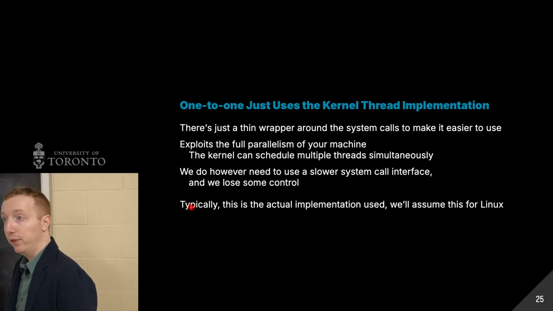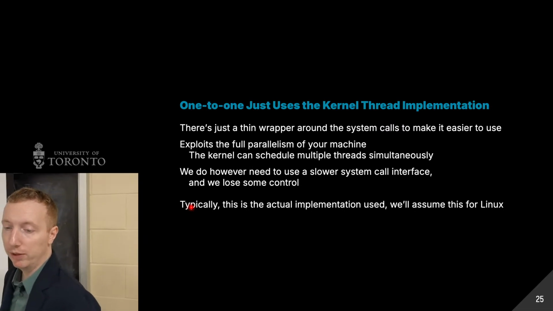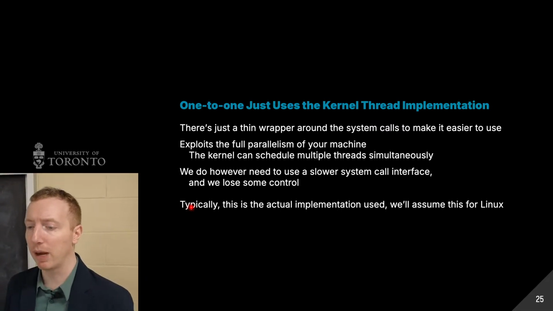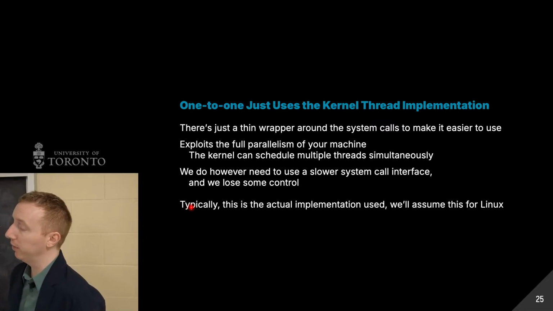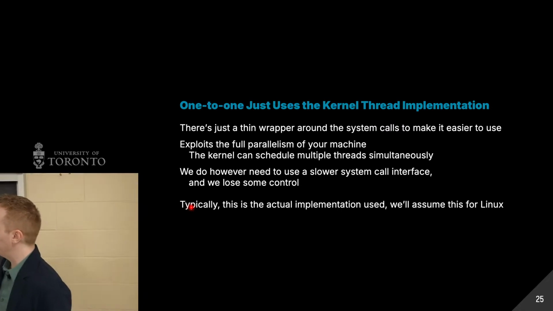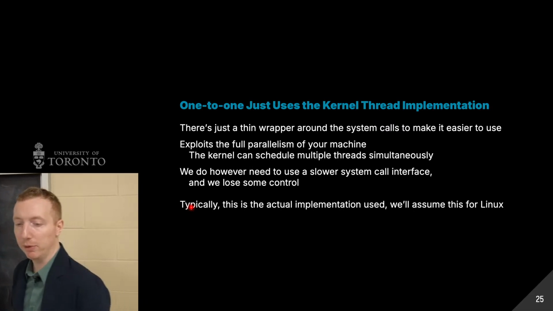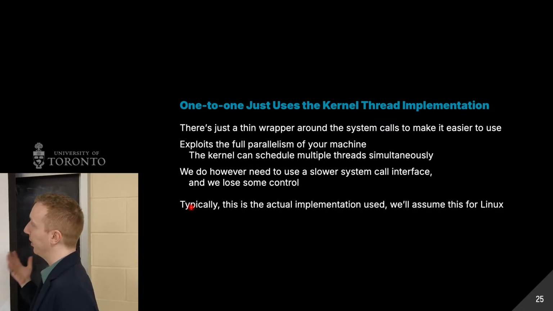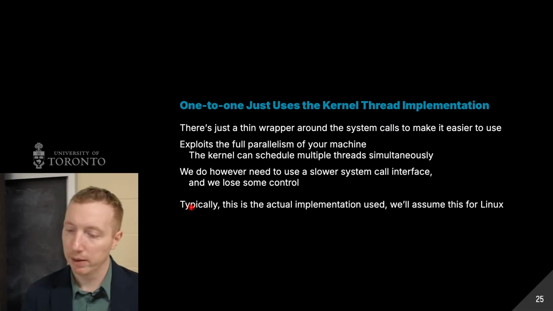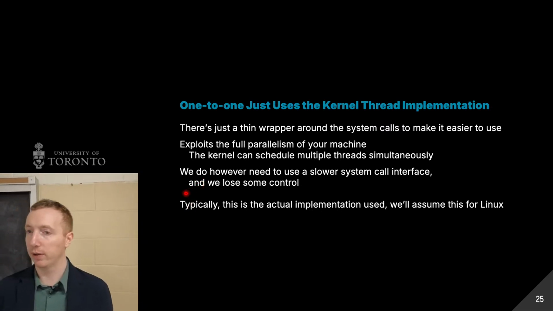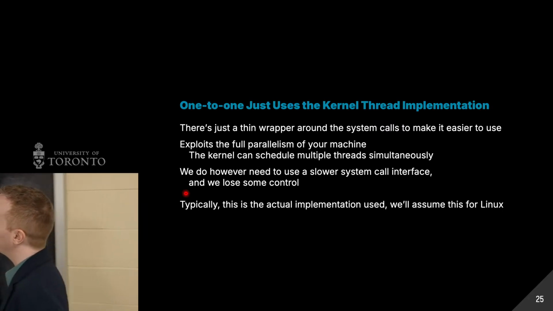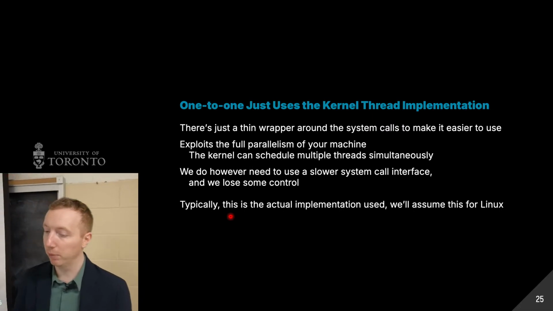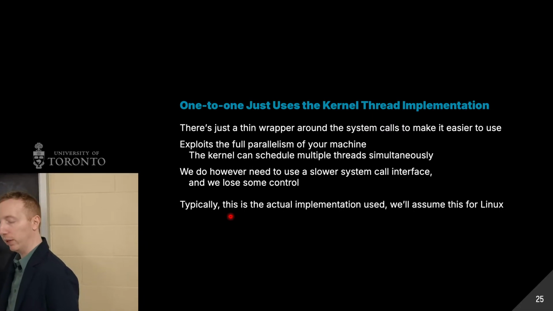One-to-one, again, just uses the kernel space thread implementation. It's basically pthread. The pthread library is basically just a thin wrapper around the system calls to make it easier to use. This way, I can actually have the full parallelism of my machine. The kernel can schedule multiple threads to happen simultaneously, aka in parallel. Of course, it could do it concurrently as well. But it does need that slower system call interface, and you lose some control because, of course, you don't have control over the scheduling. The kernel gets to decide that. So typically, this is the implementation you actually use, and we assume this for Linux pthreads.